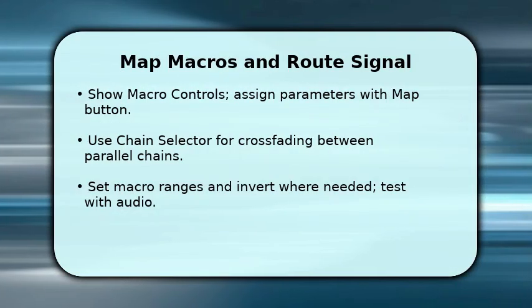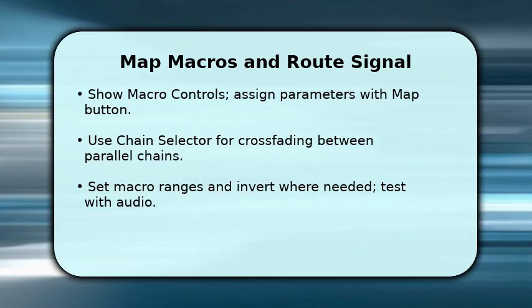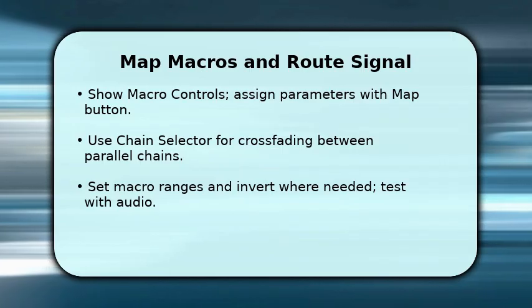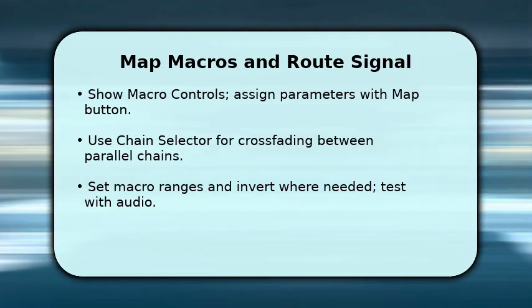Now focus on mapping. Click Map to turn on parameter assignment, then select each parameter and assign it to a macro knob so you can control many parameters with one control. Use the chain selector to route the input across parallel chains or create smooth transitions. Press Show Chain to view selector ranges. Adjust minimum and maximum macro ranges to shape behavior and invert ranges for opposite responses. Once done, play audio and tweak ranges so the mapped macros respond musically.